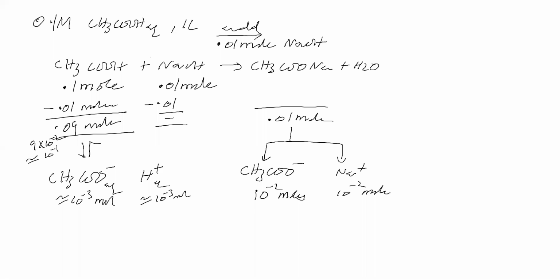So next point we will see. Now in this solution, which ions are contributing to conductivity, we will see. After adding sodium hydroxide, in the resultant solution, what ions are there? See, sodium ions, this many moles are there. Acetate ions, this many moles are there. H plus ions, this many moles. Acetate ions, this many moles.